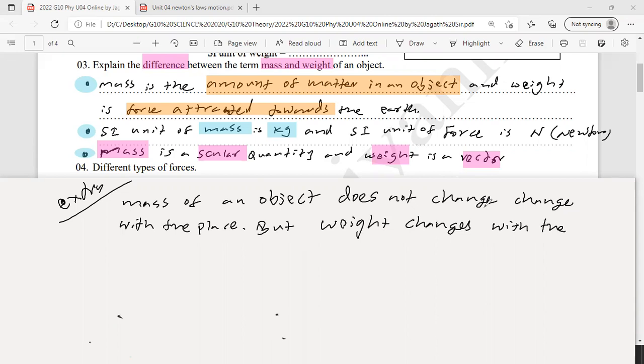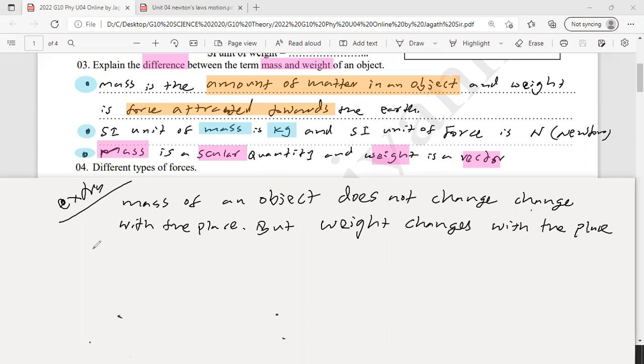Place means on the earth it's the same, because if the gravitational acceleration changes, only then the weight changes, otherwise weight also will be the same on the earth. Either you are in Colombo or Kandy, your weight is constant, but if you are moving away from the earth, then it might slightly change. Weight changes with the place.